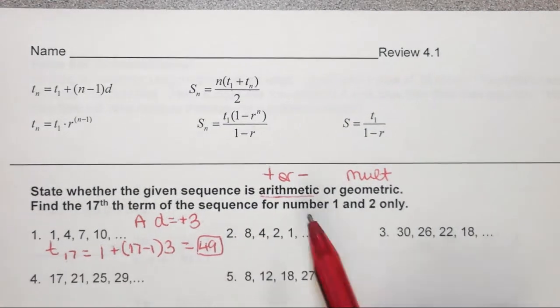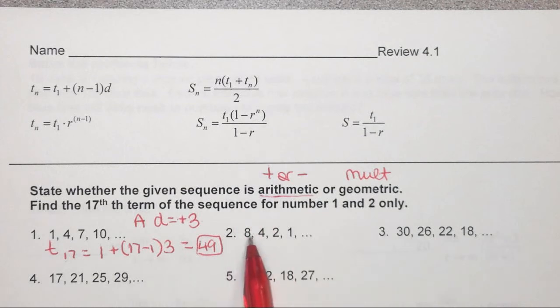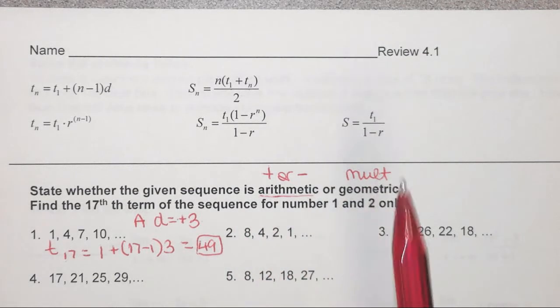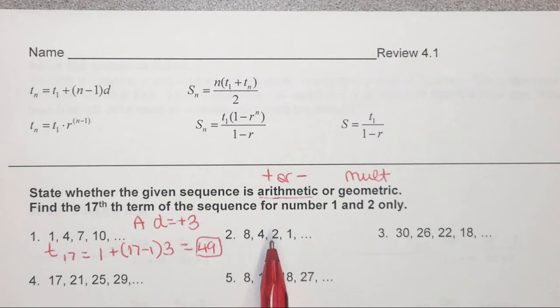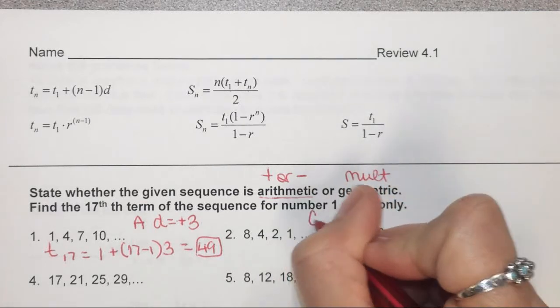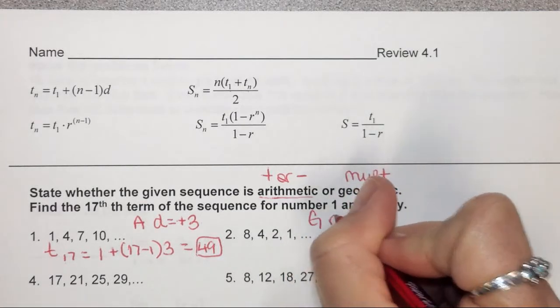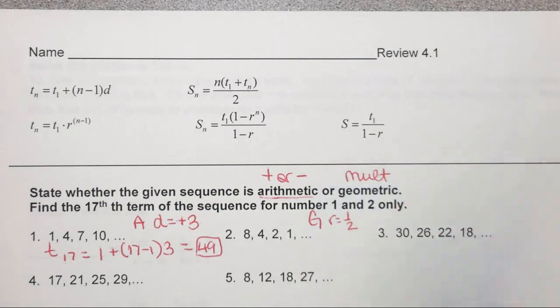All right, number 2. I'm trying to figure out what I am doing to get from 8 to 4 to 2 to 1. Well, you might say I'm subtracting 4, because 8 take away 4 is 4, but is 4 take away 4 2? No, so it's not arithmetic, so then maybe it's geometric. What am I multiplying 8 by to get 4? Well, I'm multiplying by 1/2. Half of 8 is 4, half of 4 is 2, half of 2 is 1. So this is geometric, and my r is equal to 1/2.